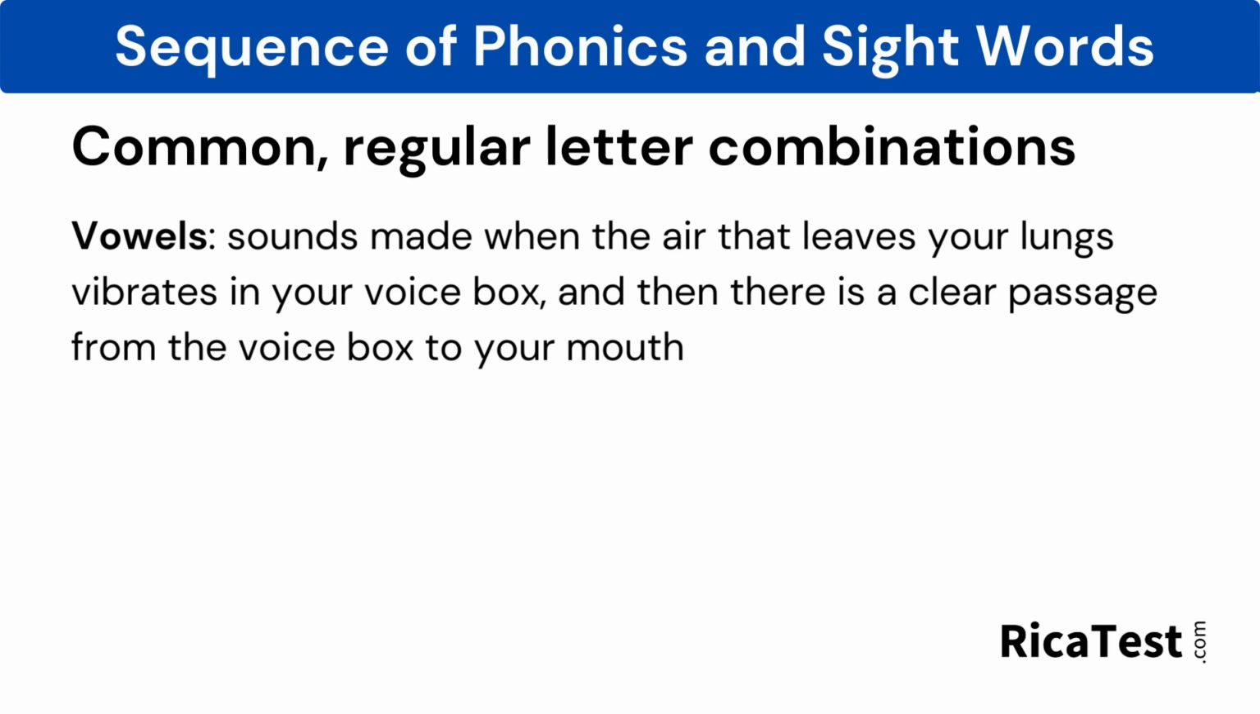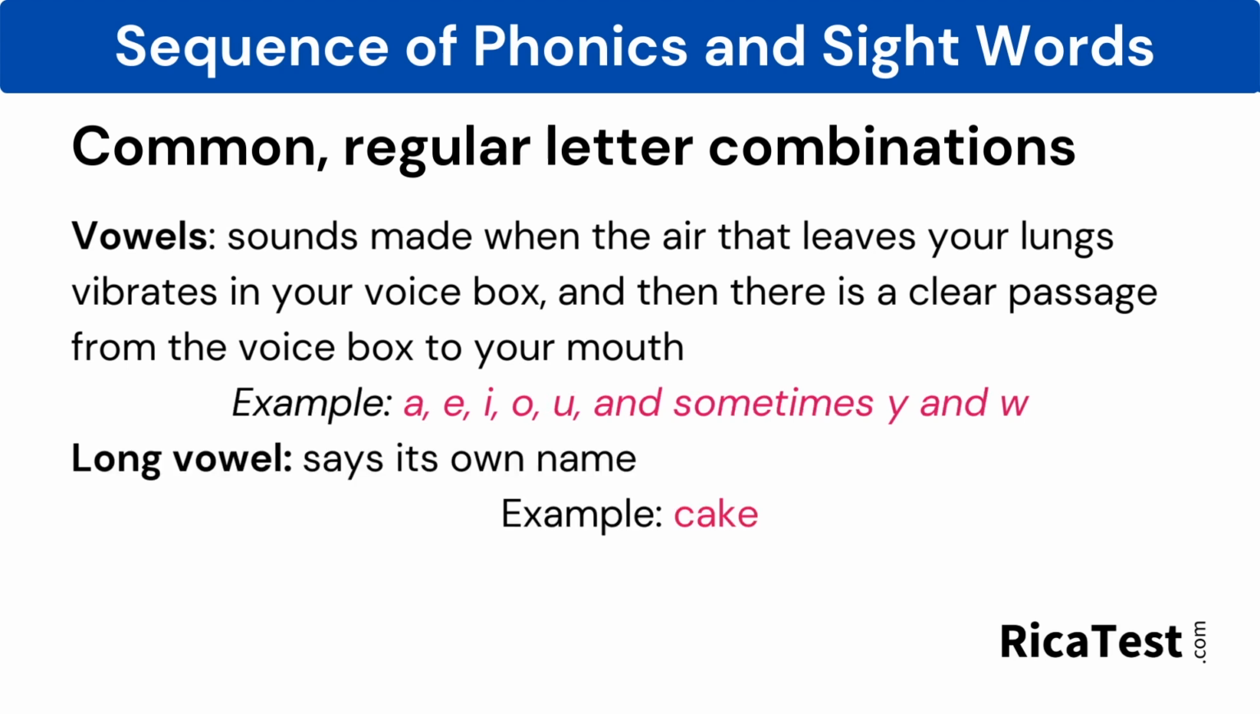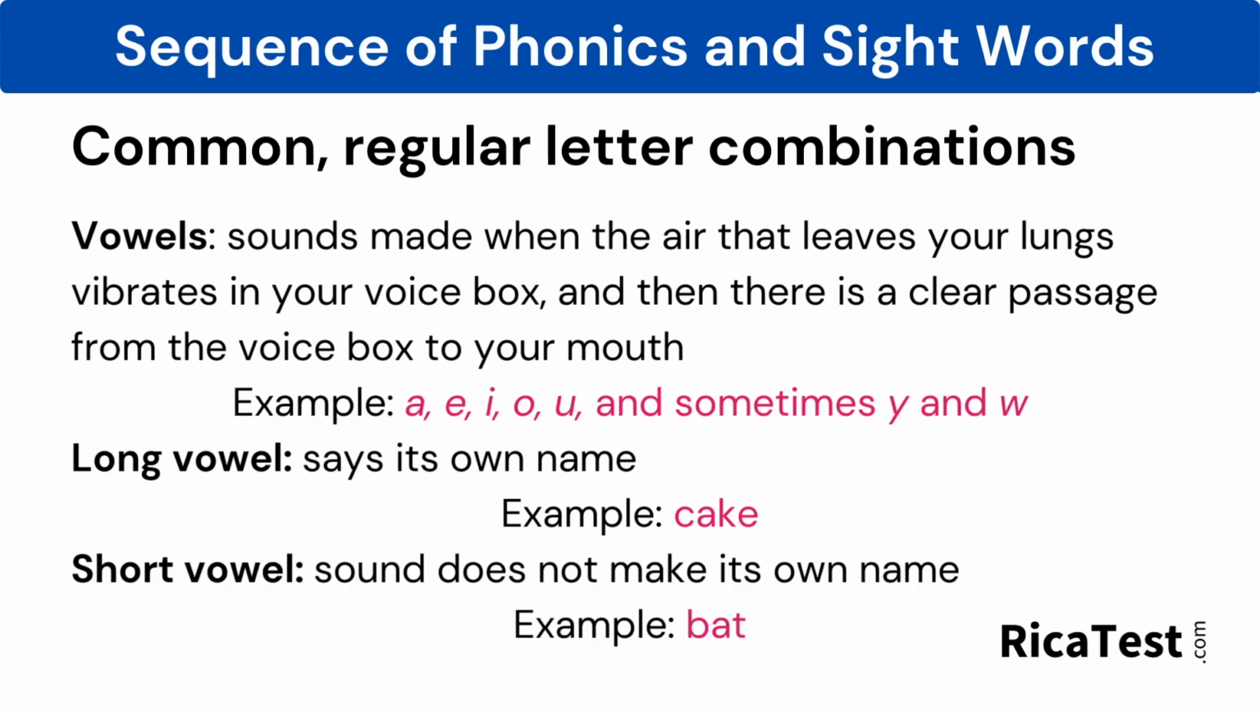Vowels are sounds made when the air that leaves your lungs makes a vibration in your voice box. Then there is a clear passage from the voice box to your mouth. In English, vowels include A, E, I, O, U, and sometimes Y, and also W, such as in sky for Y or cow for W. A long vowel is when the vowel says its own name. A short vowel happens when the sound does not make its own name, such as in bat.